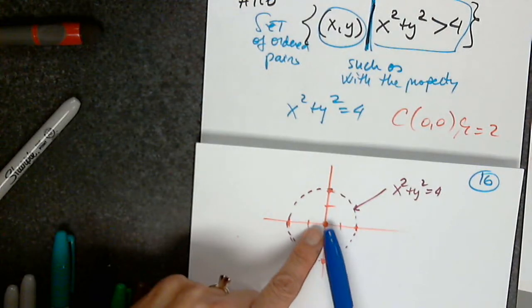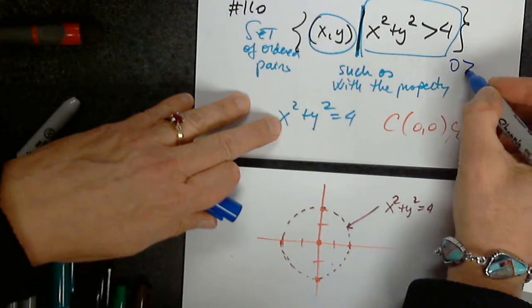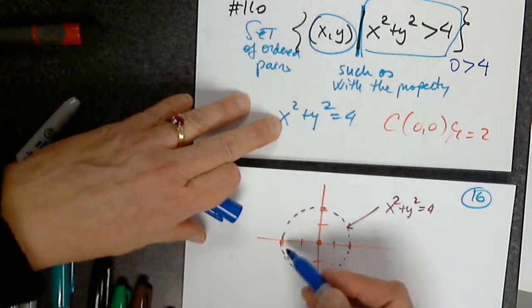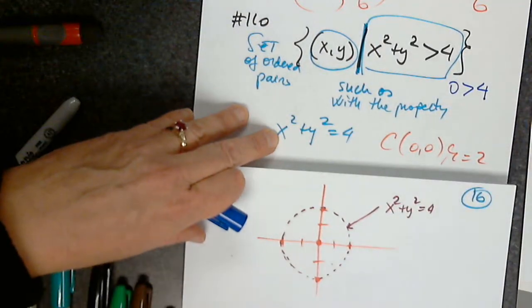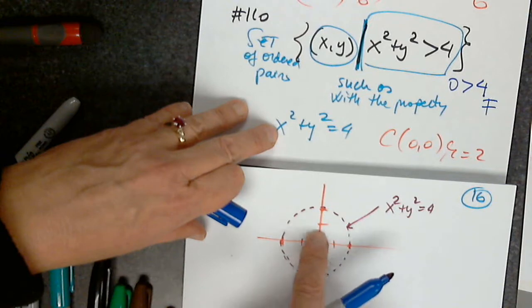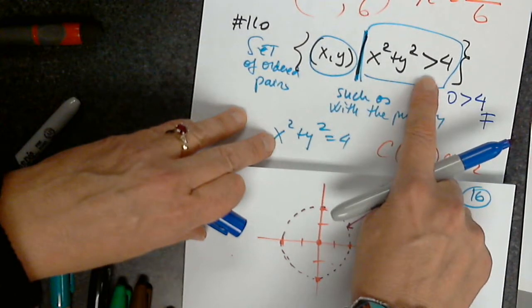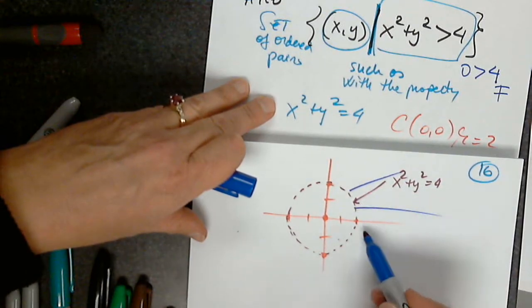If I put the origin in here, (0, 0), I get that 0 is greater than 4. So I'm checking the inside region, (0, 0). Is 0 greater than 4? False. Therefore, any point in here will not verify the inequality. So where is the region? Exactly.